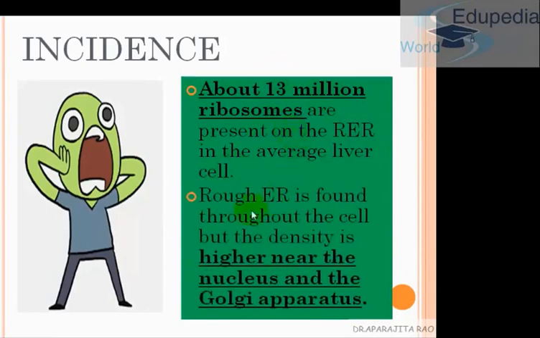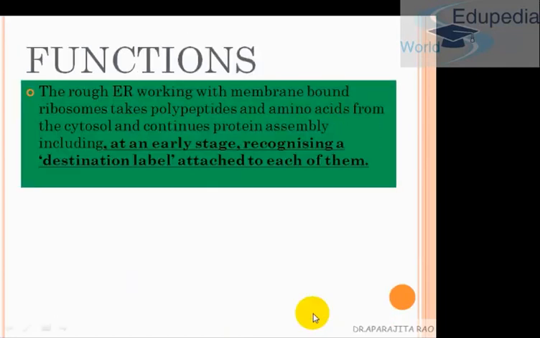In the rough endoplasmic reticulum, the density is higher near the nucleus and the Golgi apparatus. Why is that so? Because that is where the function mainly takes place. It works in very close proximity with the nucleus and the Golgi apparatus. That's why it is found nearer to them.